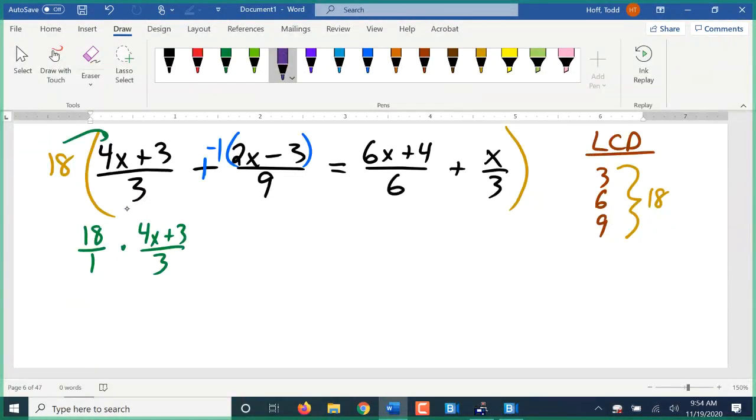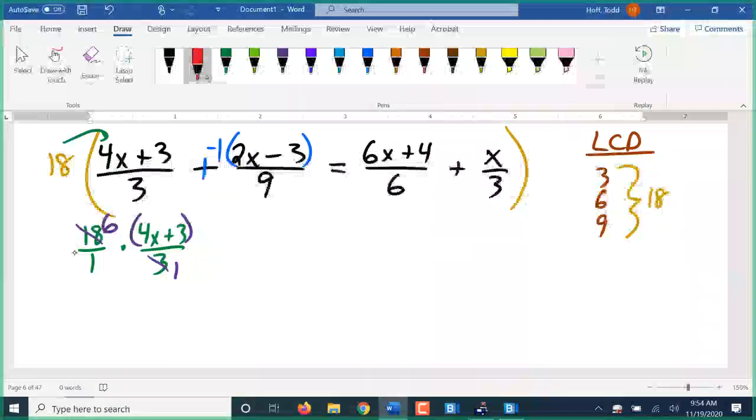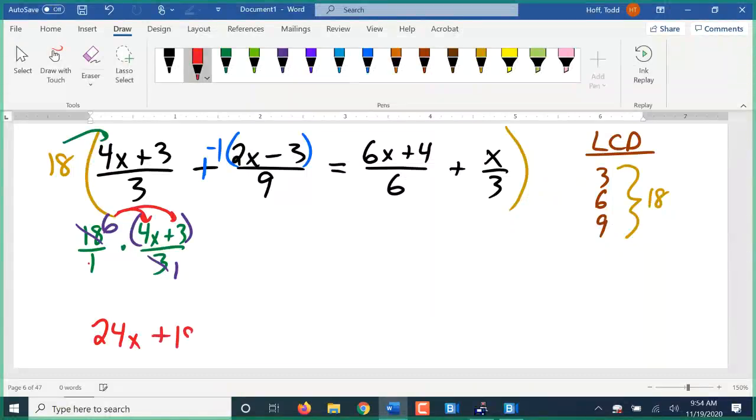Now I'm going to do two things here. I'm going to put the 4x plus 3 in parentheses. And now I'm going to cross cancel the 18 and 3. Both of them divide by 3. 3 divided by 3, of course, is 1. 18 divided by 3 is 6. Now on the denominator, I just have 1, so the denominator is pretty much taken care of. The numerator, we still have to distribute the 6. 6 times 4x is 24x, and 6 times 3 is a positive 18.